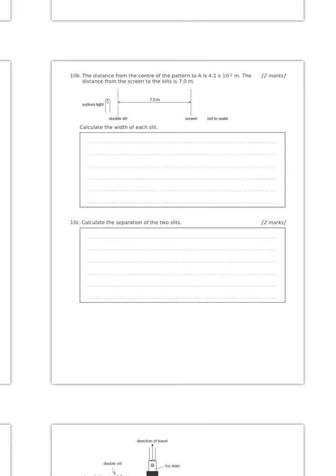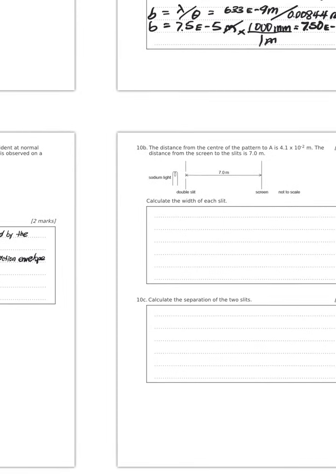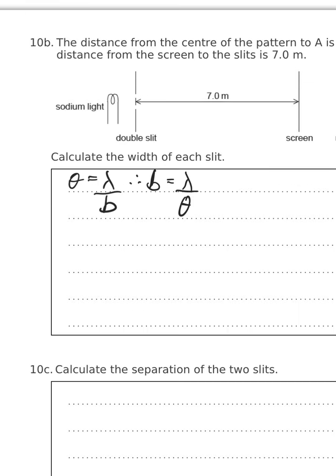So 10B wants the width of each slit. There's only one equation that talks about the width of a slit, and that goes back to 9.1, the single slit diffraction pattern. We know that the angle from the central line to the first minimum is theta equals lambda over b, and A is actually at that first minimum, so the angular displacement from the center line to A is theta in that equation. And so theta is lambda over b, so b, what we're looking for, is lambda over theta.